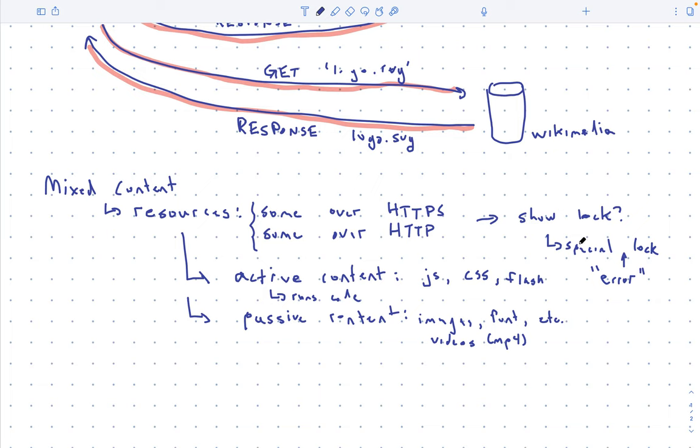But anyways, right now, at the end of the day, how does it work? At the end of the day today, if active content is not over HTTPS, what we actually do is we throw an error. So we will not load the page. Okay, so it will not load.